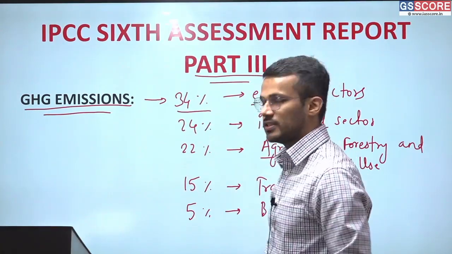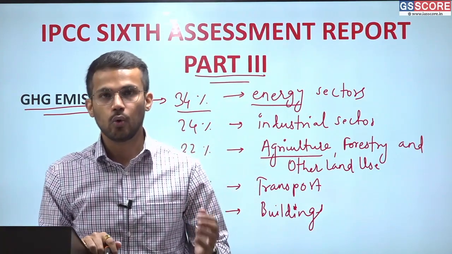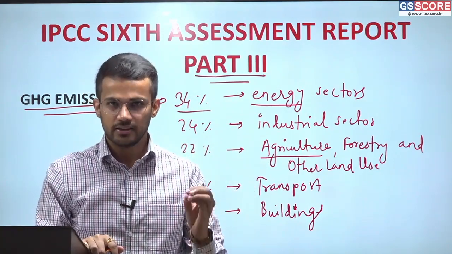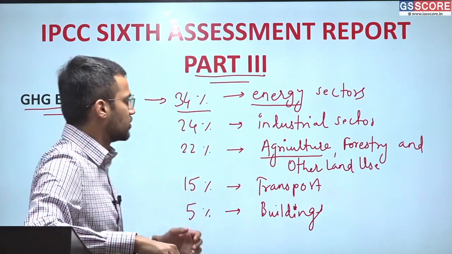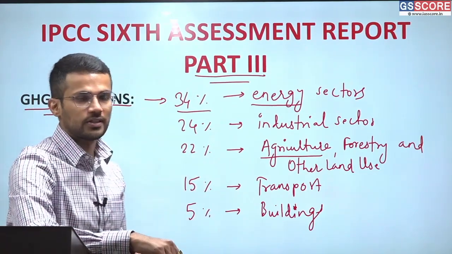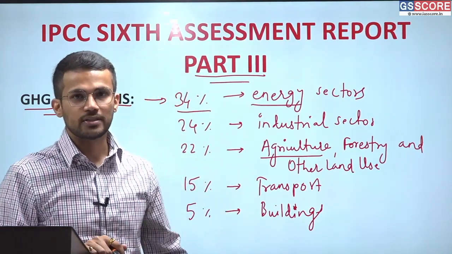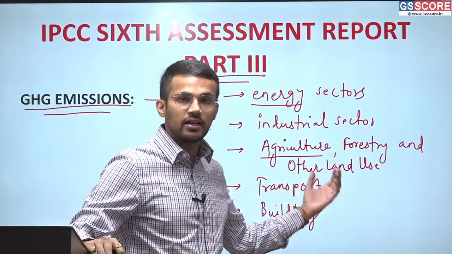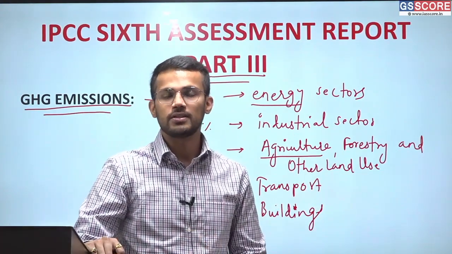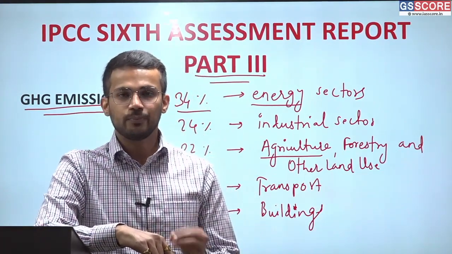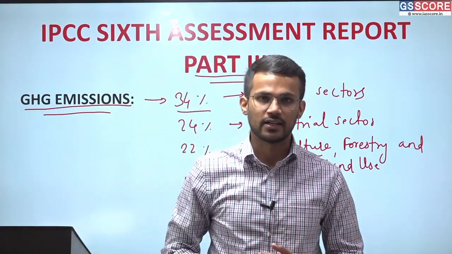34% of energy sector, that means the energy sector driven by coal, oil and gas, is contributing the highest as far as GHG emissions are concerned. Then 24% again from the industrial sector. Then 22% from agriculture, forestry and other land use. 15% from transport and 5% from buildings. Right? So these are the contributions of greenhouse gases by various sectors.